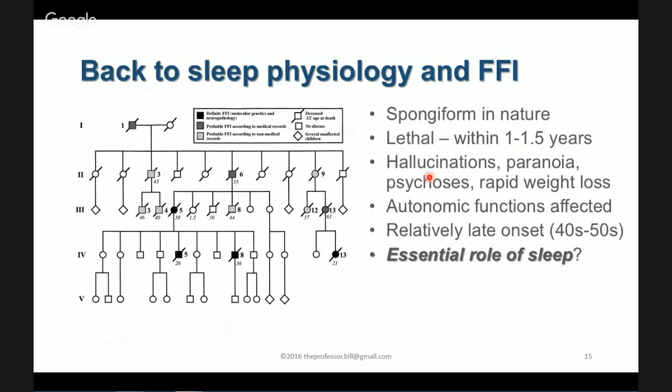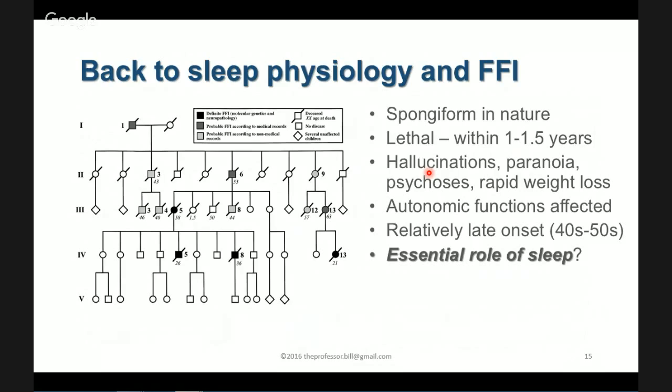And eventually, over time, you have psychotic episodes. And again, if you see Michael Cork's video, which I'm not going to show you, he has dramatic weight loss associated with it. They have very characteristic motor movements. They have issues with their autonomic functions, as you'd expect. And again, this is a relatively late onset. And this is what makes this disease really, really bad, right?